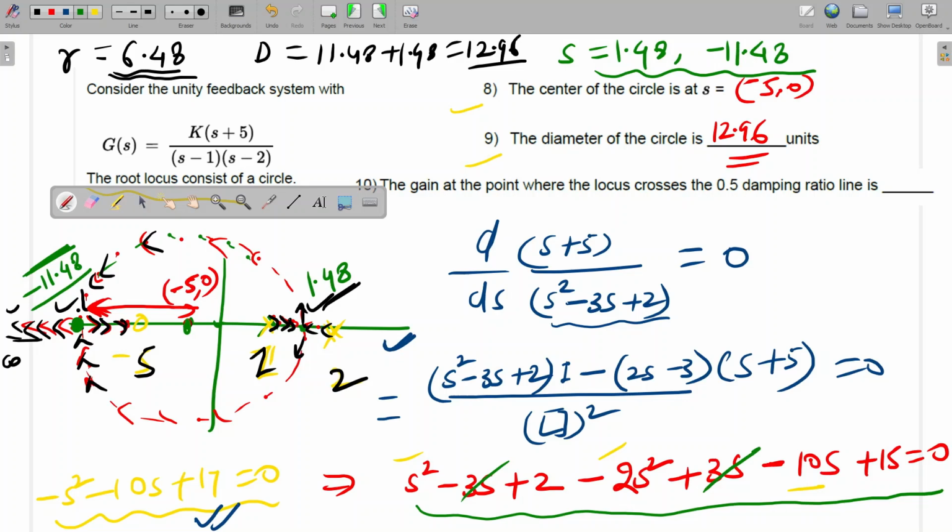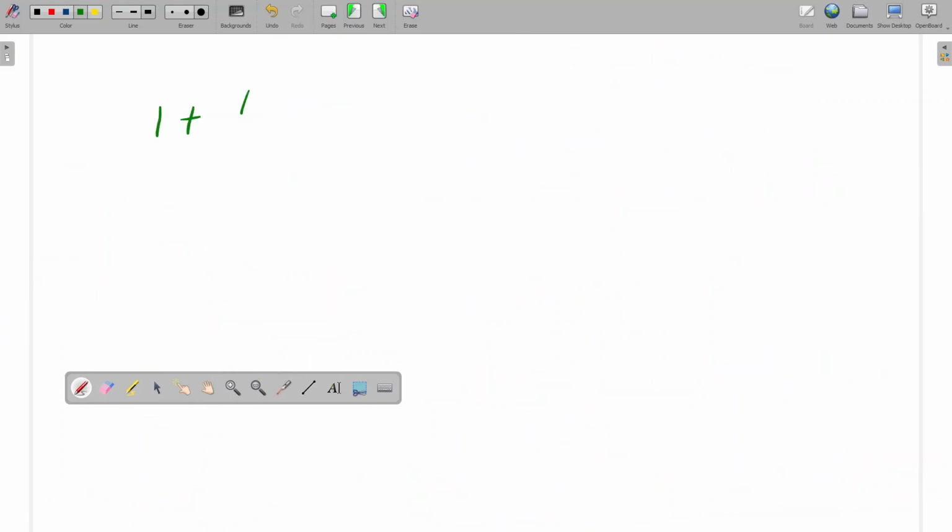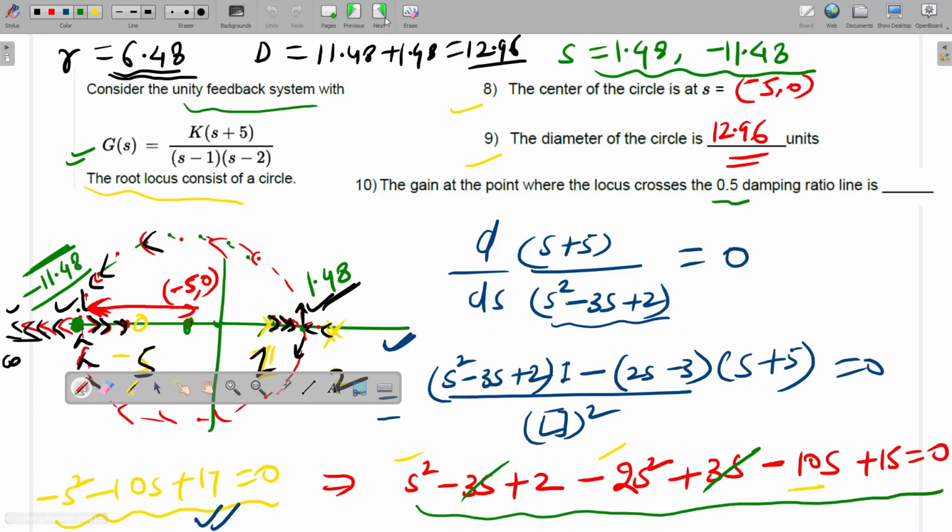Okay. So the next question is, we have to calculate the gain at which the locus crosses 0.5 damping ratio. So this is an open loop unity feedback transfer function. So how can we calculate the value of k at zeta equal to 0.5? So simply we can write the closed loop transfer function. Okay. So 1 plus k into s plus 5.